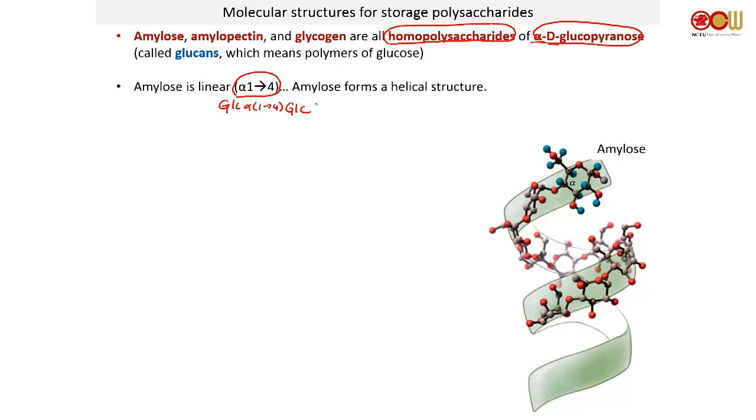Just like polypeptides or DNA, it's going to be a long polymer. In the case of amylose, they actually form a helical structure. Why? Because you have hydrogen bonding between the different residues, or the different subunits.